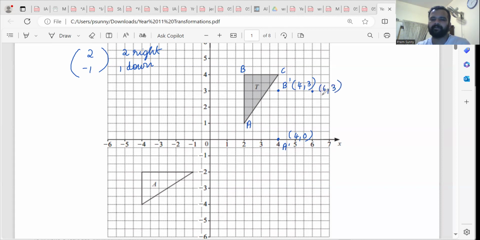What we need to do here is just using your ruler, join these points. First you join the height and the base of the triangle, and then you connect these two. So these are the coordinates. This is the triangle that represents the translation of 2 and minus 1 for the triangle T. Now moving on to the second part of this.